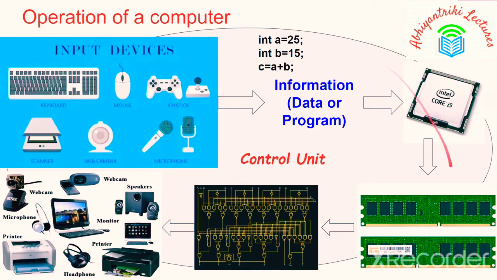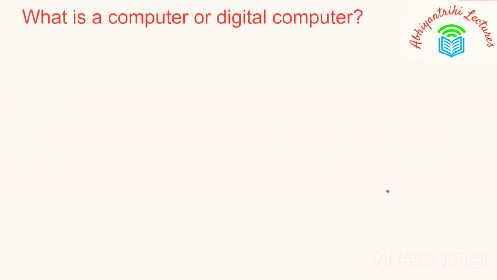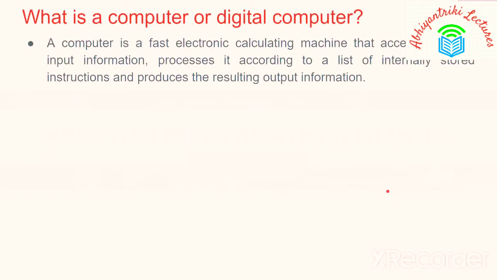So now let us see what is a computer or digital computer. A computer is a fast electronic calculating machine that accepts digitized input information, that's ones and zeros, processes it according to a list of internally stored instructions and produces the resulting output information.